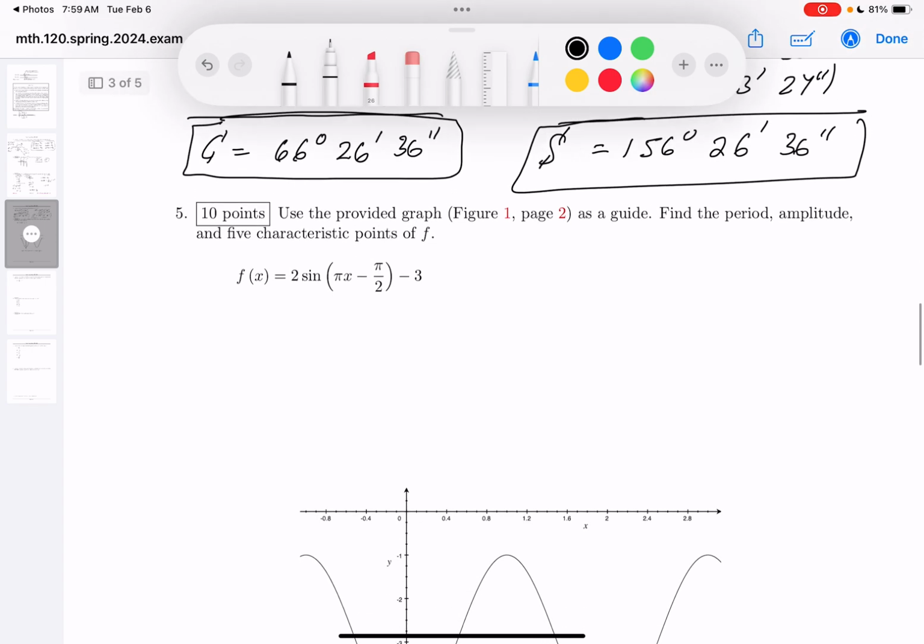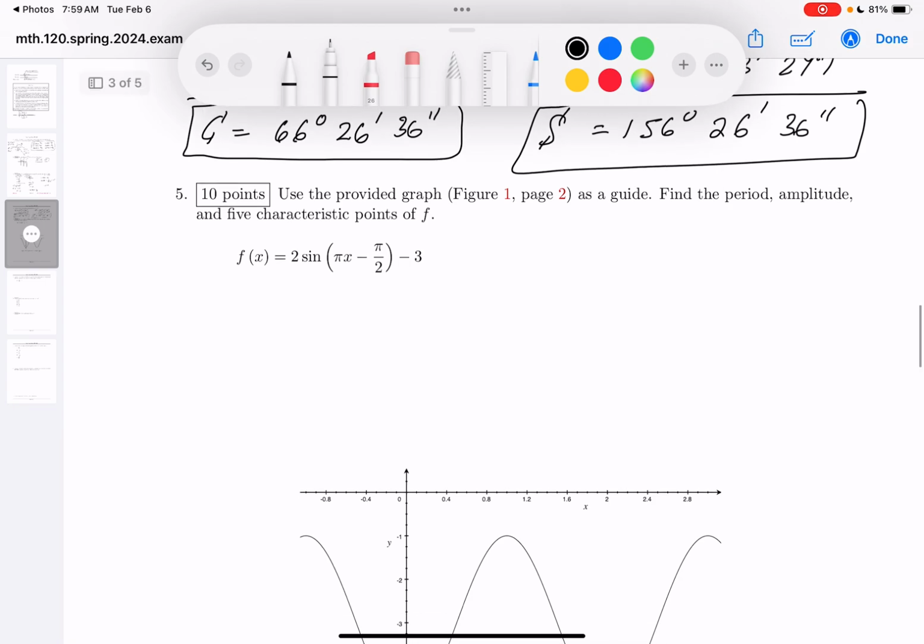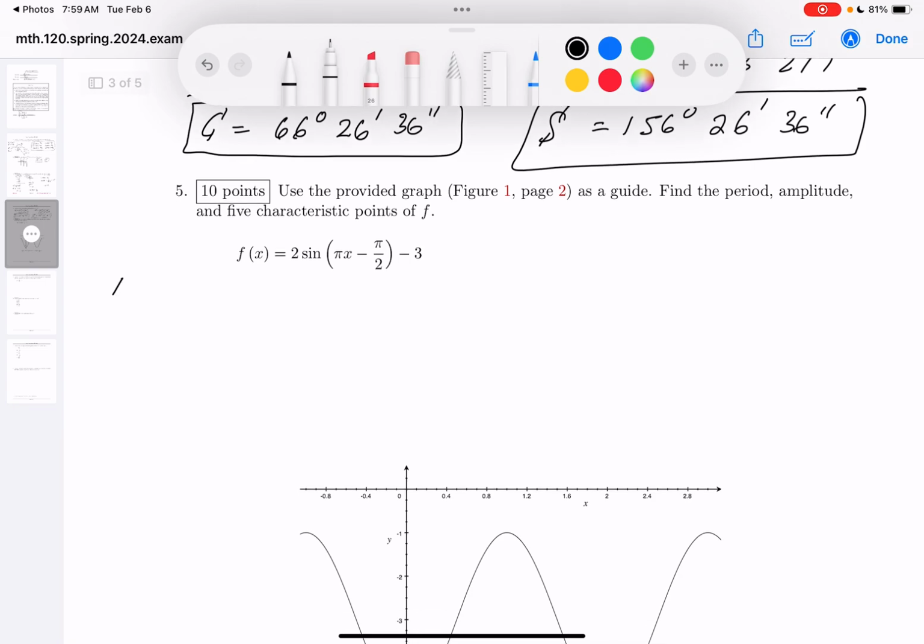The next question says, use the picture as a guide and label 5 points. And let's just go through that. I'm going to put the beginning down for you. Again, if you can do it, that's fine. If you can't, write it down. You can get pi x equals pi over 2, and x equals 1/2. Let me do the end for you. That's going to be pi x minus pi over 2 equals 2 pi. Forgot to put the x there.